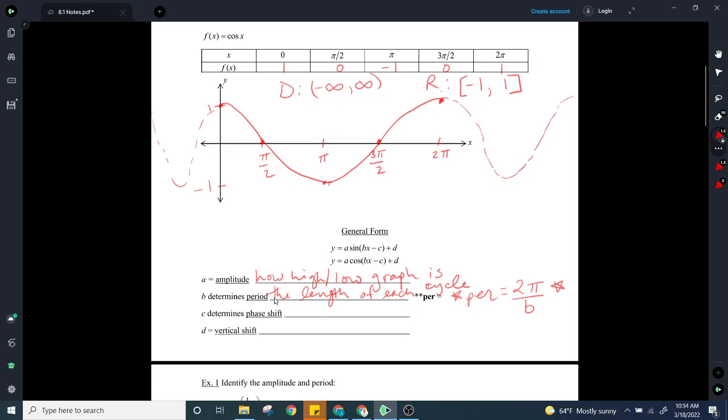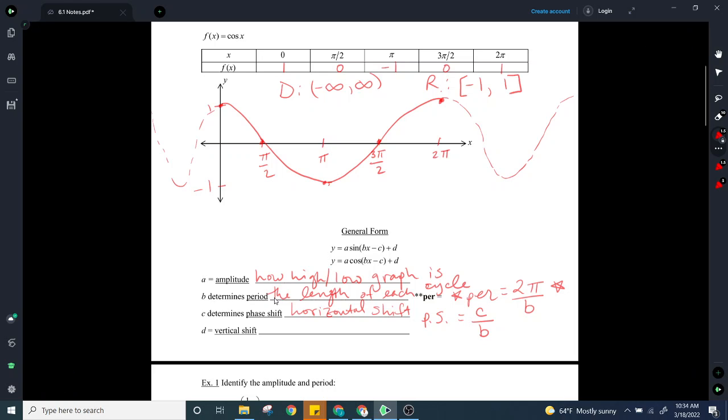C determines the phase shift. So phase shift is a fancy word for horizontal shifting. Okay, so the horizontal shifting. So just like back earlier in the course when we talked about left and right horizontal shifting, we're calling it a phase shift now is the name we give it when we use these trig functions. And a little formula for finding the phase shift, I should have put this on here, but phase shift is always going to be C over B, whatever that is.